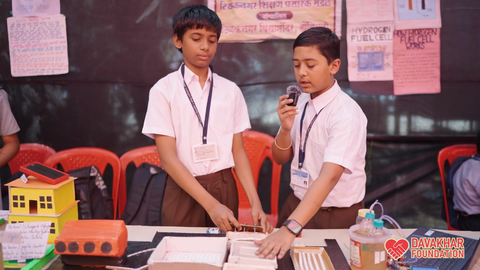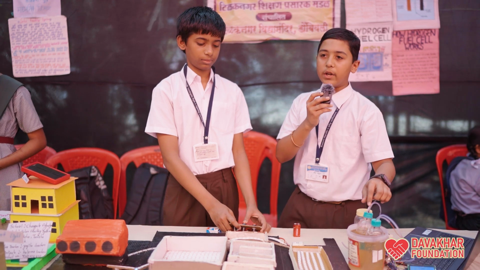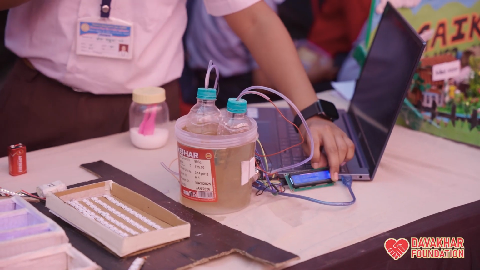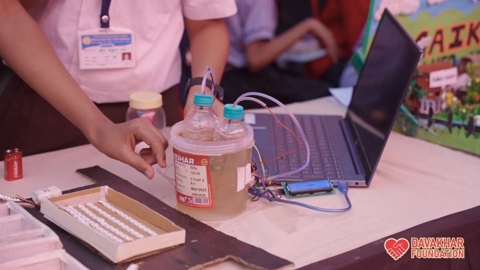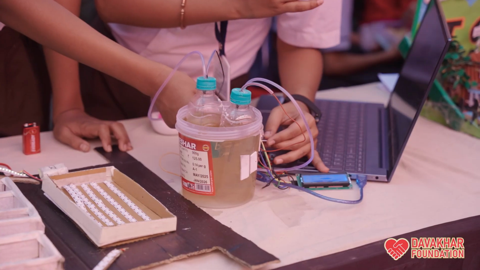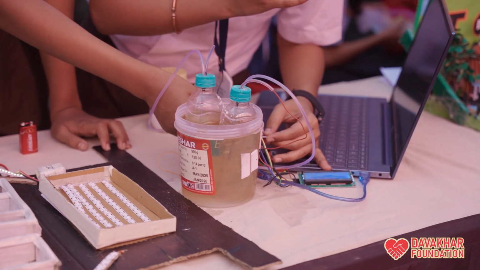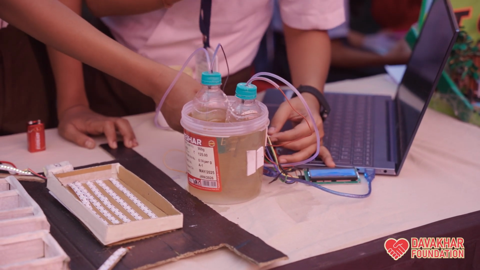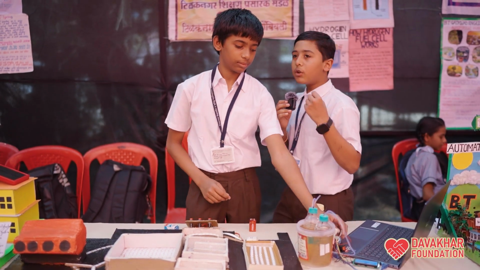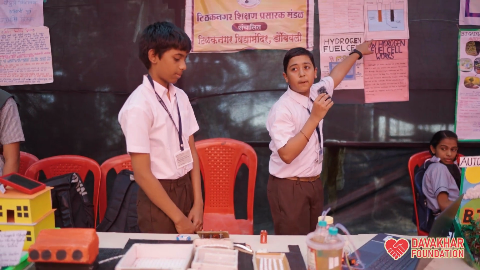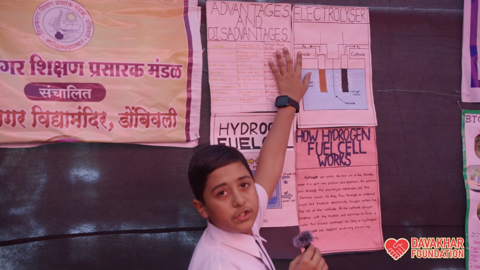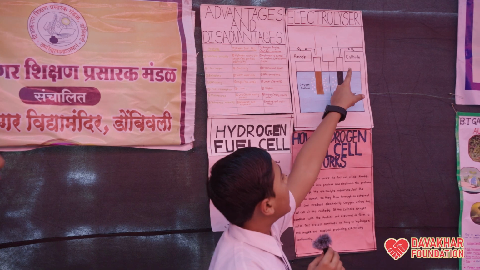So this is an electrolyzer which we have made over here. As you can see over here, the hydrogen level is given here. As you can see, the hydrogen level is increasing. It was 63 before, and it's now changing. So this is how our electrolyzer works. As you can see over here, this is our diagram of the electrolyzer. At the positive, you will get the oxygen, and at the negative, we will get the hydrogen.